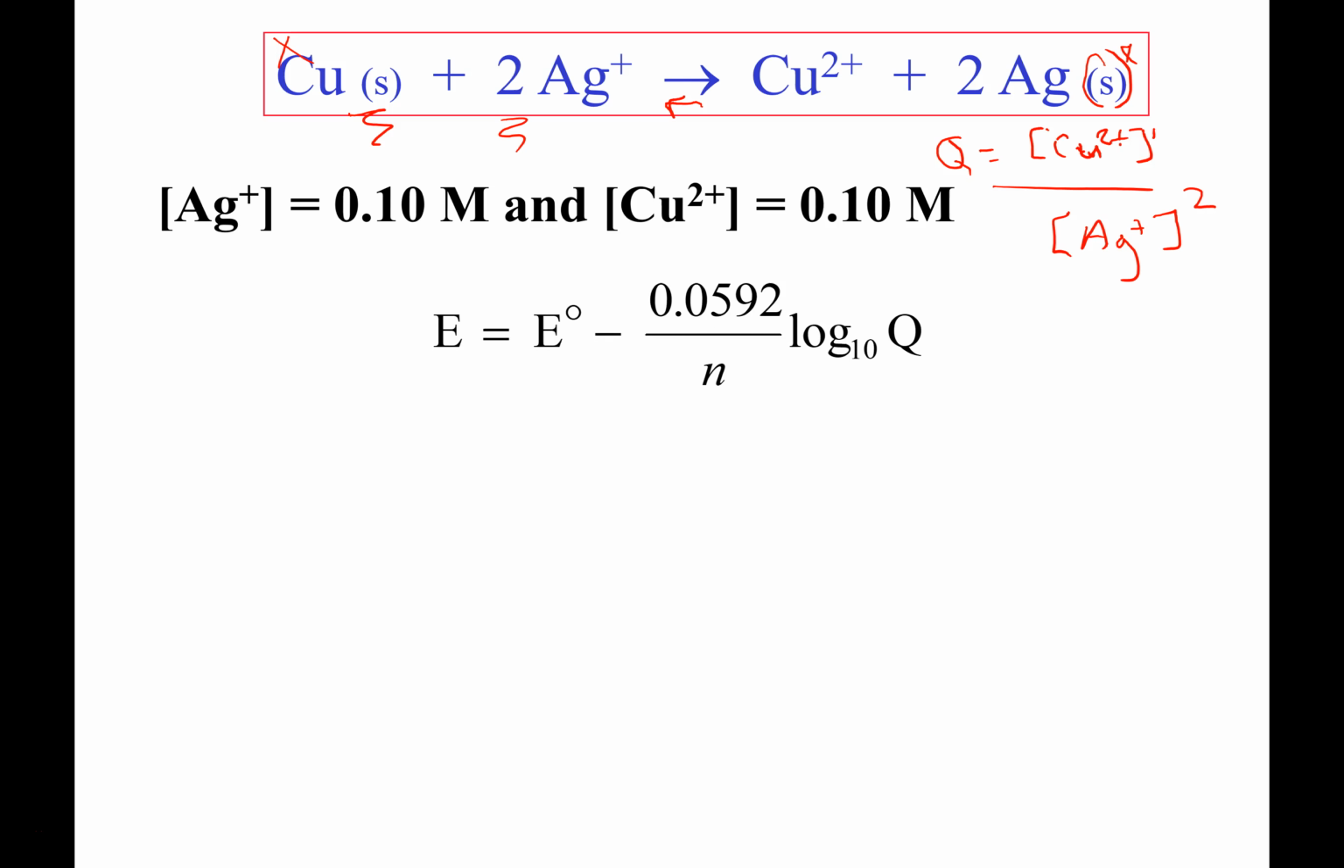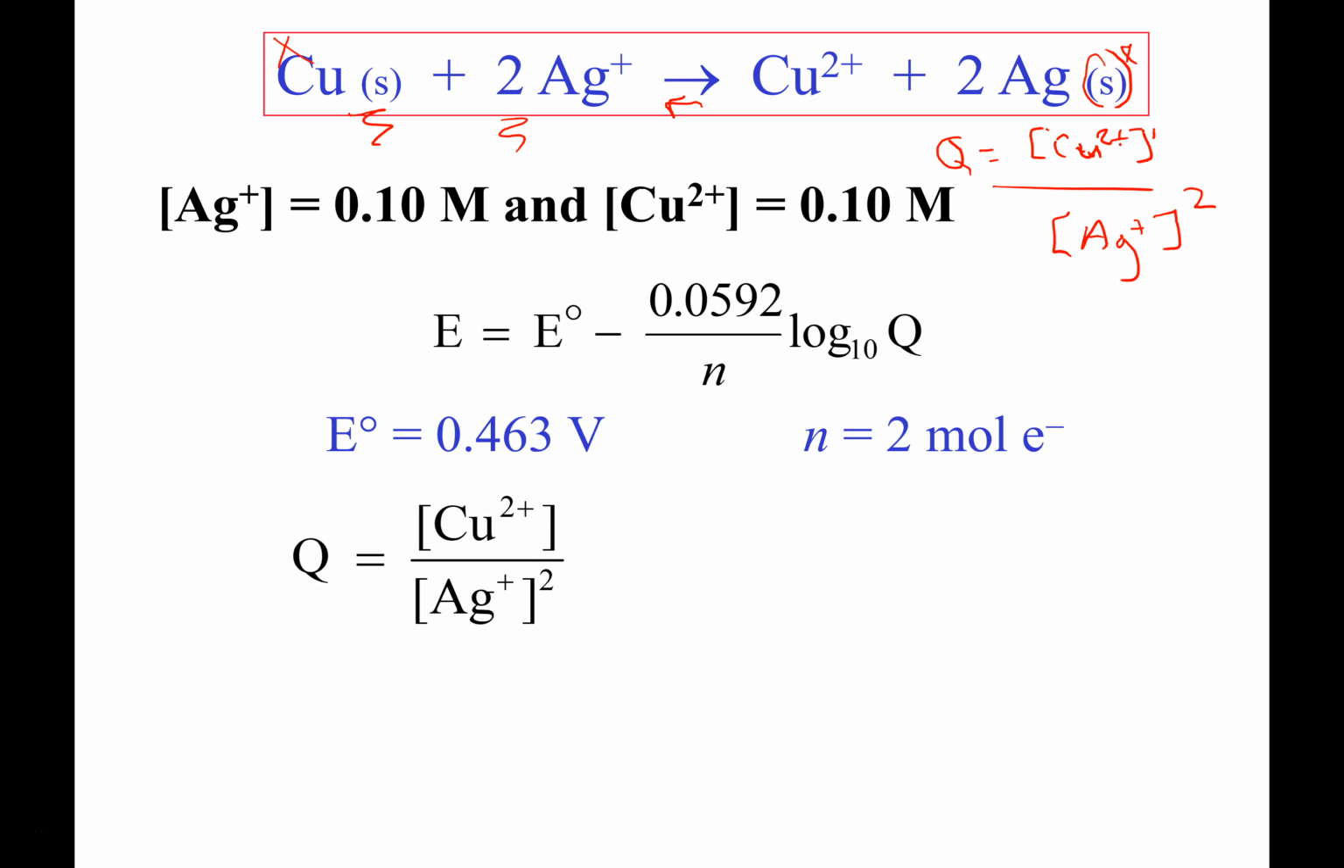And this Q is going to be this one up here. Okay? That's it. So standard cell potential was 0.463 volts, we had in the previous slide. 2 moles of electrons are exchanged in this redox reaction. Our Q is, again, products over reactants raised to their stoichiometric coefficients. Don't forget this stoichiometric coefficient in front of the silver is 2.